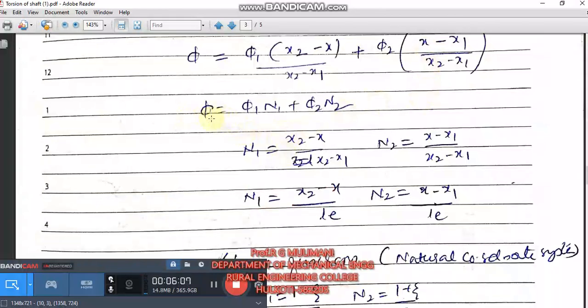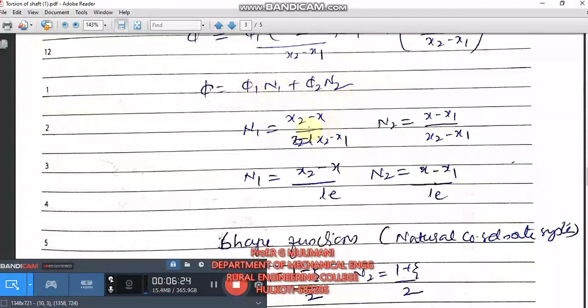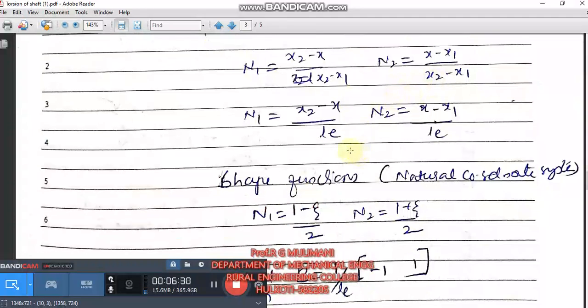To find displacement, that is angle of twist at any point within the shaft element, we are using the shape functions N1 and N2, where phi 1 and phi 2 are the nodal displacements at node 1 and node 2, that is angle of twist at node 1 and node 2. Okay, these are the shape functions in terms of global or Cartesian coordinate system.